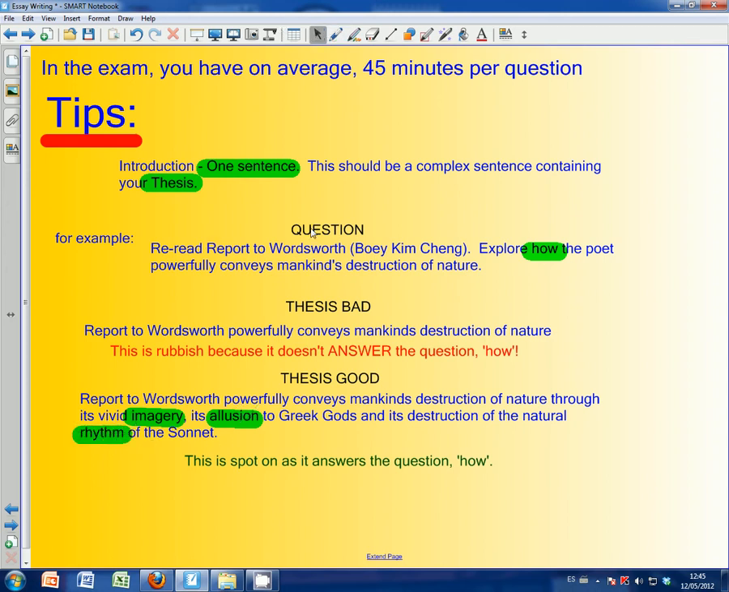Okay, so it's quite clear from this thesis statement that my essay will probably have three paragraphs: one on imagery, one on allusion, and one on how he breaks up the rhythm. And all of these are used to powerfully convey mankind's destruction of nature.